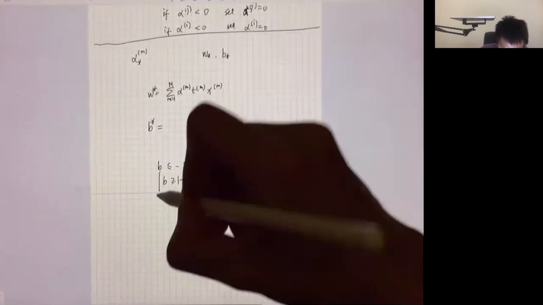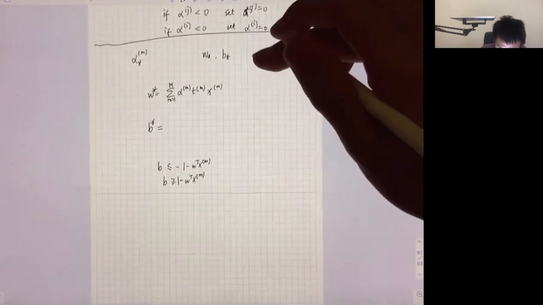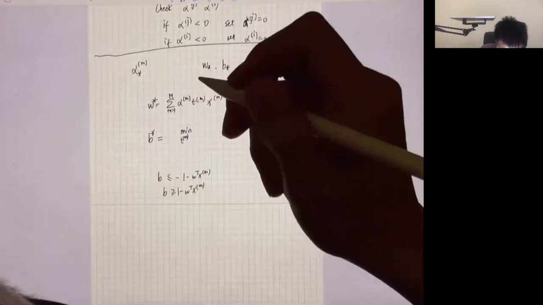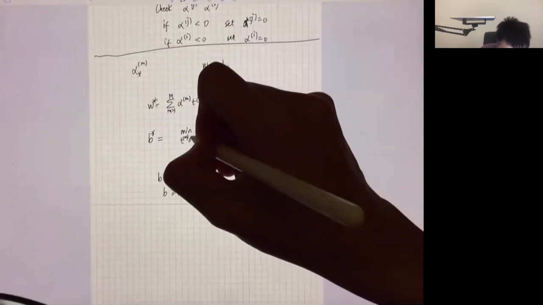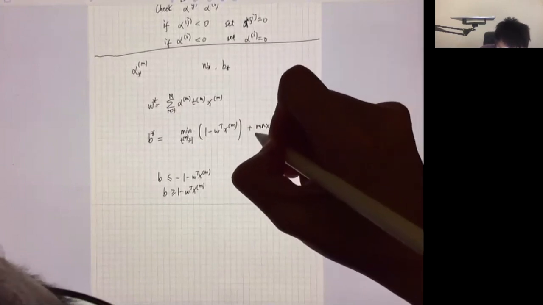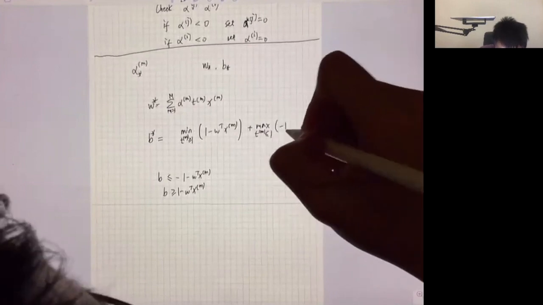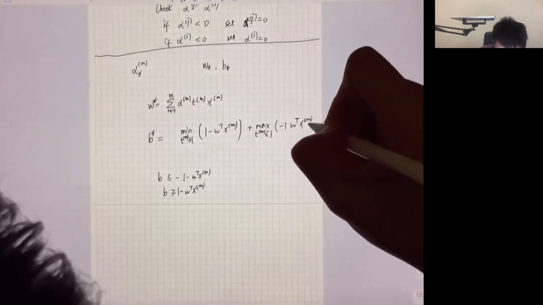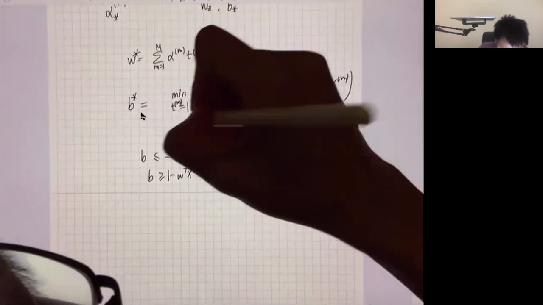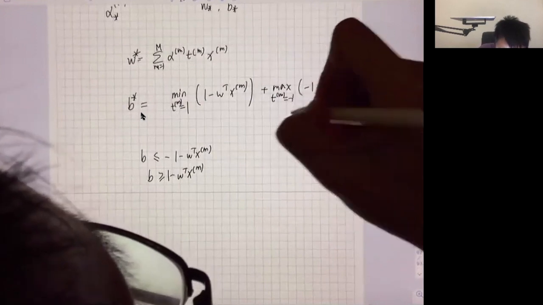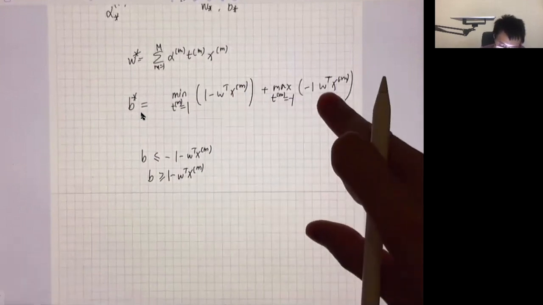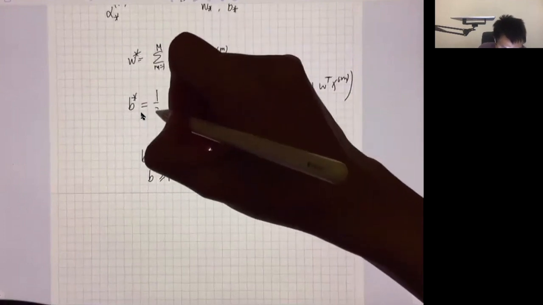So in general, I can say b is the minimum of Tm, where Tm is greater than or equal to 0, of 1 minus W Xm, or I can say it's the maximum over Tm less than or equal to 1 of 1 minus W transpose Xm. Okay, I think it should be correct. So the target is either 1 or minus 1. If it's plus 1, then it's this term. If it's minus 1, it's that term. And I take the average.